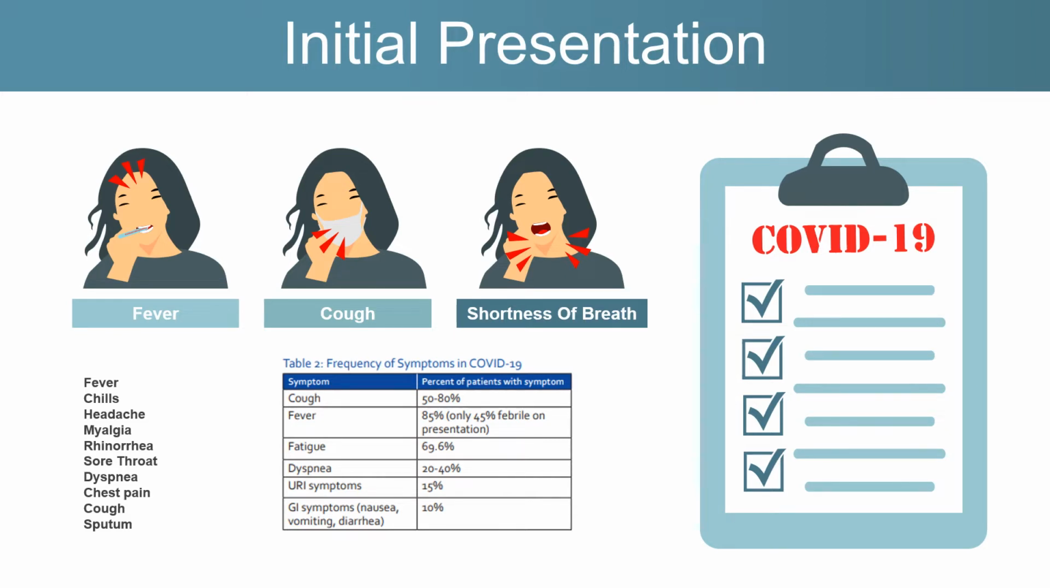Symptoms of COVID-19 may vary. They range from fever, cough with or without sputum, dyspnea, and upper respiratory infection symptoms. We can see that almost 50 to 80% of the patients have cough, 85% have fever, fatigue happens in almost 70%, and dyspnea ranges from 20 to 40%. There are two clinical courses of this disease. The first one consists of these symptoms. The second course, which usually happens after 5 days from the start of these symptoms, consists of rapid clinical deterioration.